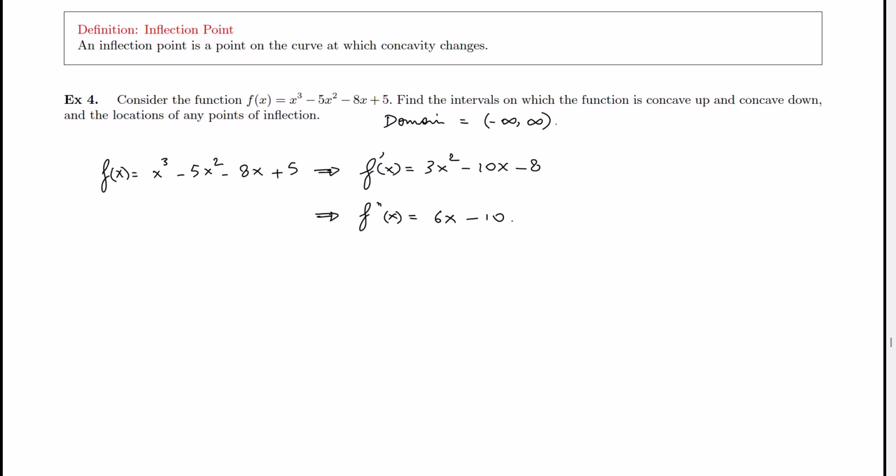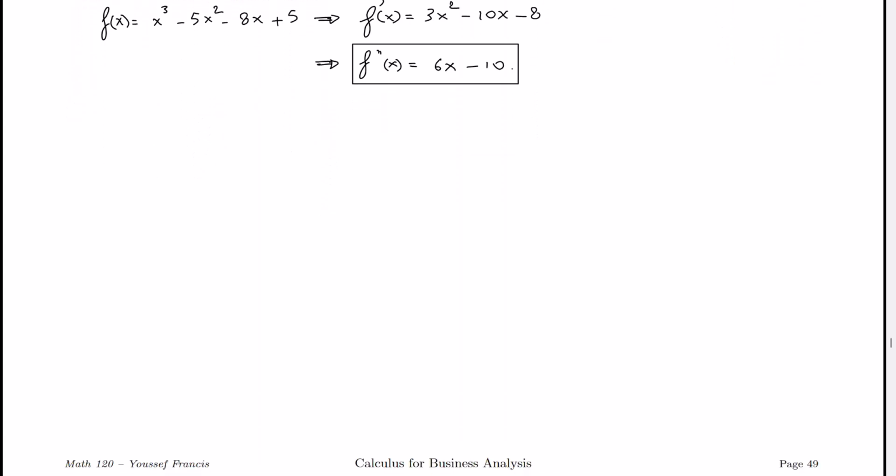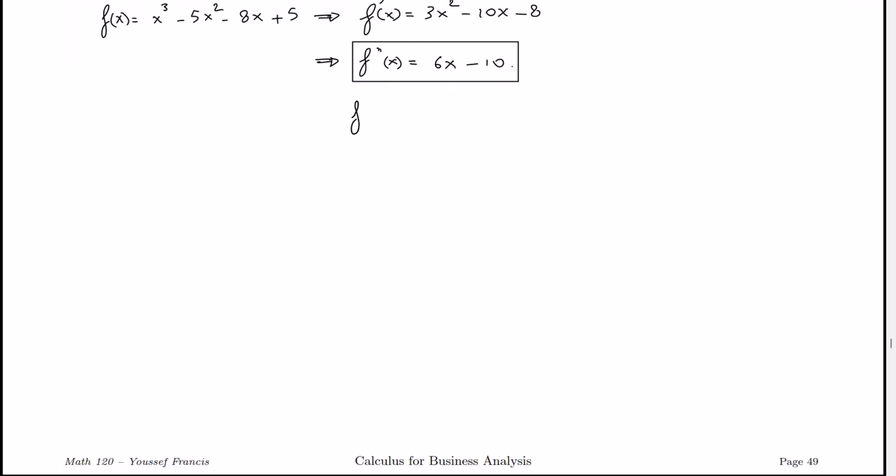So this is my second derivative, and what we need to do next is find the critical numbers as we did before. We're going to ask, where is the derivative equal to 0? Where is it undefined? It's basically the same questions that we've had to answer in the past, except we are working now with the second derivative.